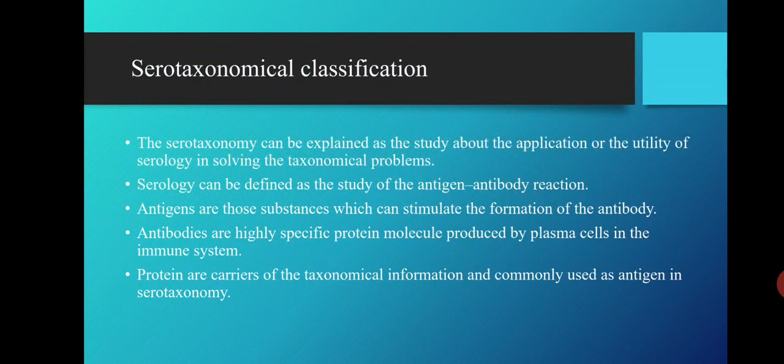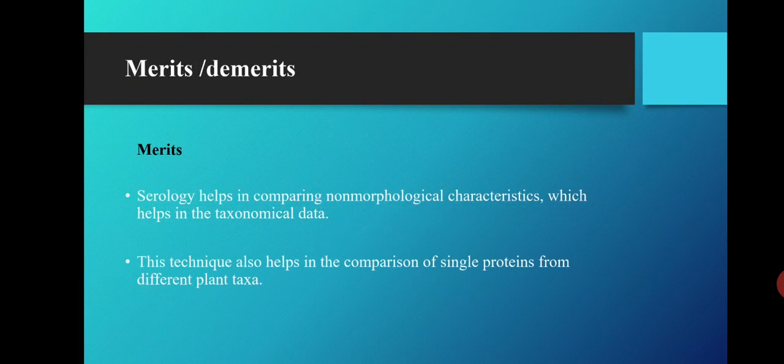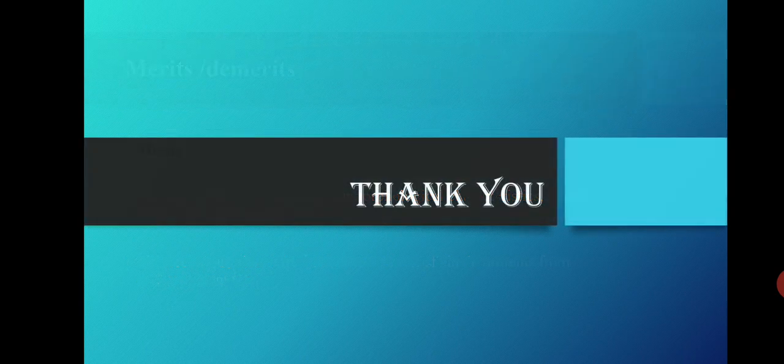Antigens are those substances which can stimulate the formation of antibody. Antibodies are highly specific protein molecules produced by plasma cells in the immune system. Proteins are carriers of taxonomical information and commonly used as antigen in serotaxonomy. Example, it expresses the similarity and dissimilarity among different taxa and these data are helpful in taxonomy. So these are the merits and demerits, you can go through it.